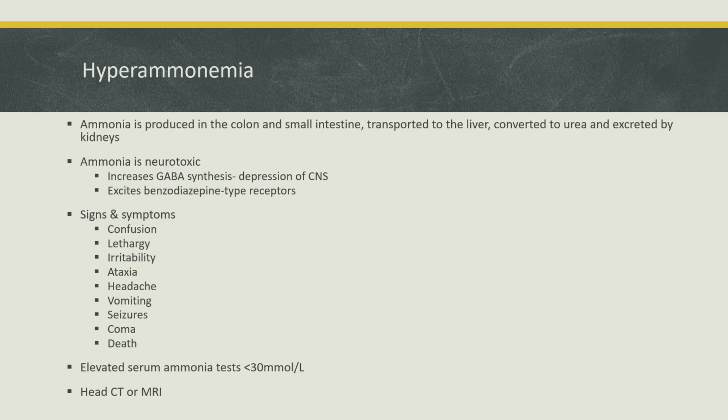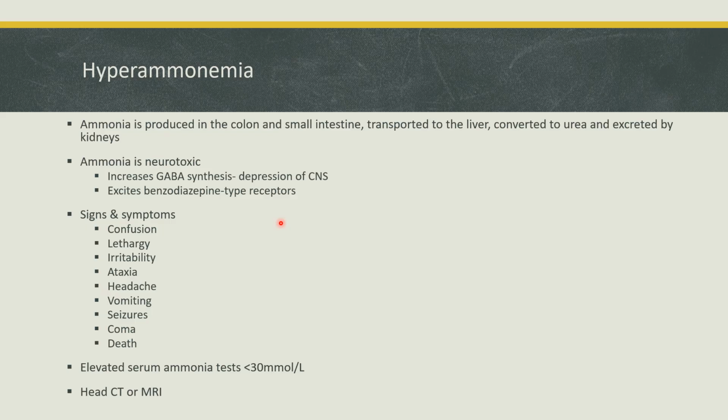So hyperammonemia. This is when we have, again, larger amounts than normal of ammonia in our blood system. And ammonia is neurotoxic, so it's going to increase our GABA synthesis, which is going to be a CNS depressant. So these patients are going to act as if they are on a bunch of benzos. So super lethargic, tired, confused.